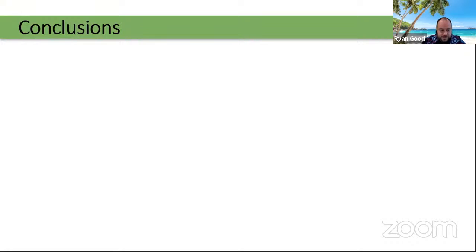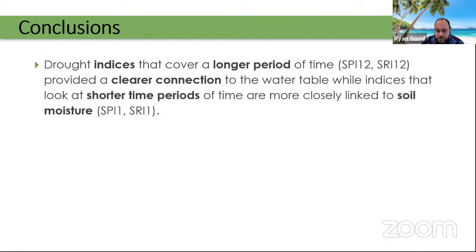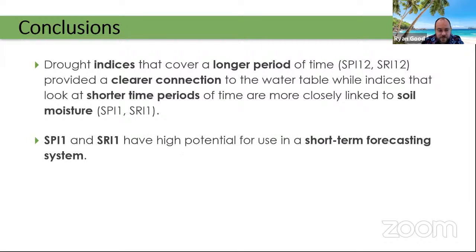So with all of this data, I was able to reach a few broad conclusions from this project. The first was that the drought indices that take into account longer periods of time, such as the SPI or SRI 12-month accumulation periods, seem to be strongly linked to groundwater table health over solely precipitation-related events. The SPI and SRI 1 and 3-month accumulations are much more closely linked to immediate and surface level precipitation and soil moisture health. SPI1 and SRI1, therefore, have very high potential for use in a short-term forecasting system in this environment.